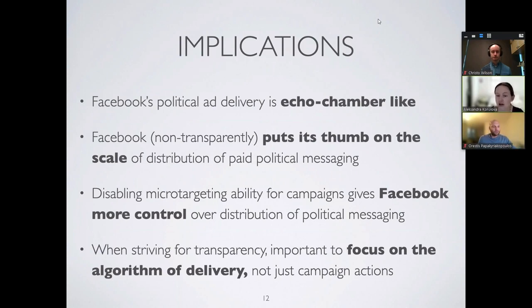So specifically, there's evidence that the delivery currently is echo chamber like. There's evidence of differential pricing, that the ad platforms charge campaigns differently to reach the same audience. And that also has implications for the discussion of disabling micro-targeting ability for campaigns. Because if one disables micro-targeting ability, then that gives the algorithm more control over the distribution of political messaging. And our final conclusion is that when you're striving for transparency, we need to focus also on the algorithm of delivery, not just on the campaign actions.